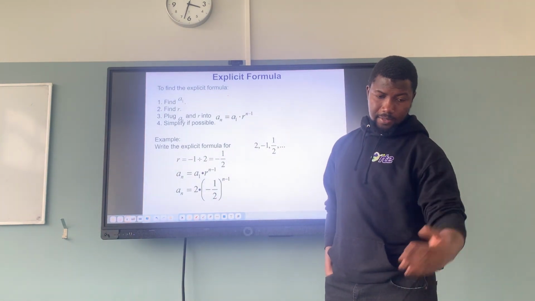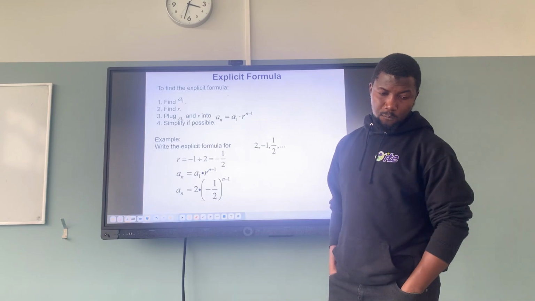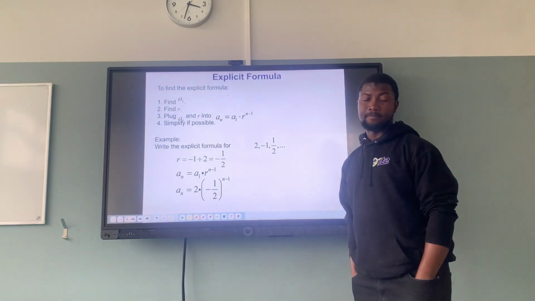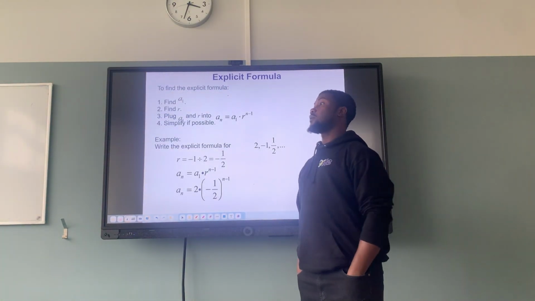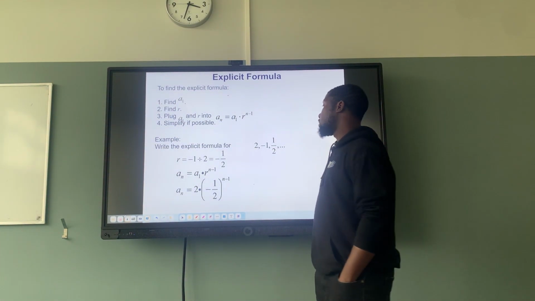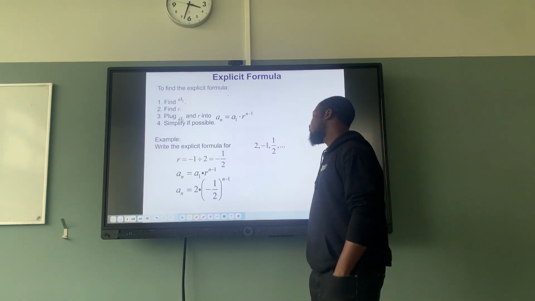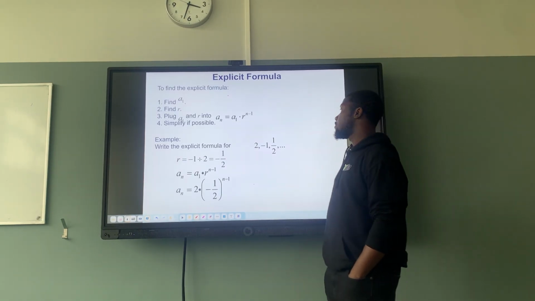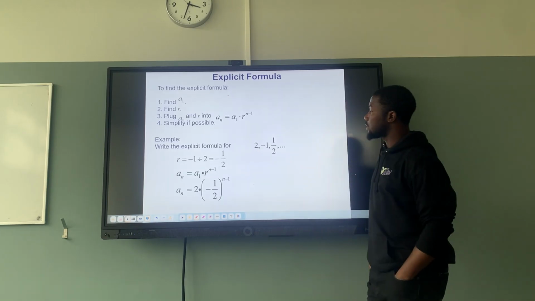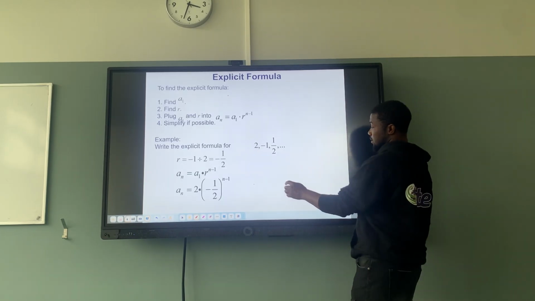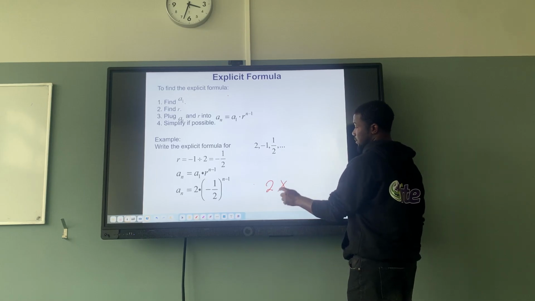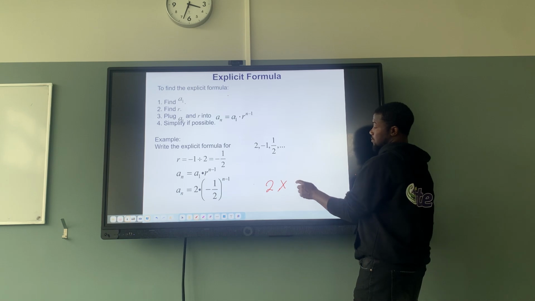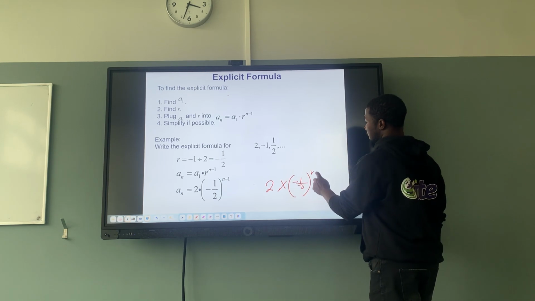So to find the explicit formula, you need to first find the first term and also the common ratio. Alright, once you get the first term and the common ratio, you can always write the explicit formula. The first term is 1, the common ratio is minus half. So the first term is 2 rather. So that is 2 times, the common ratio is minus half, minus 1 over 2 to the power N minus 1.